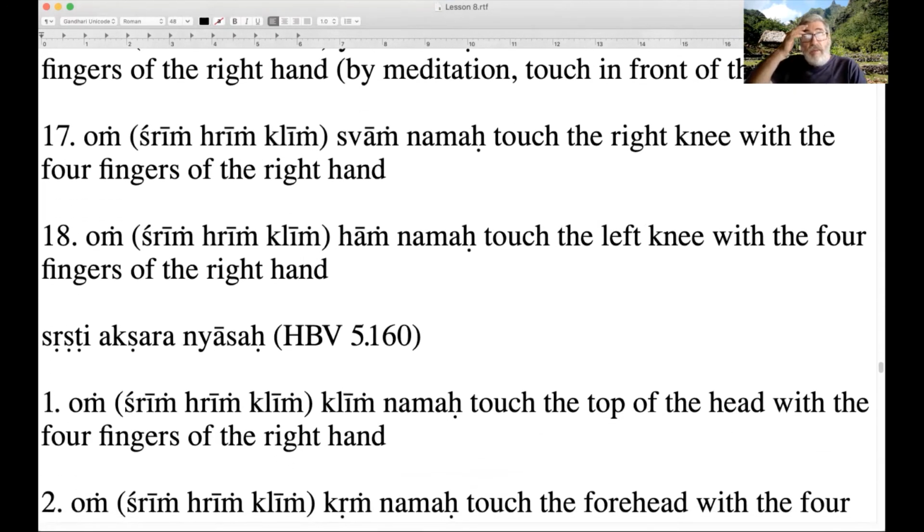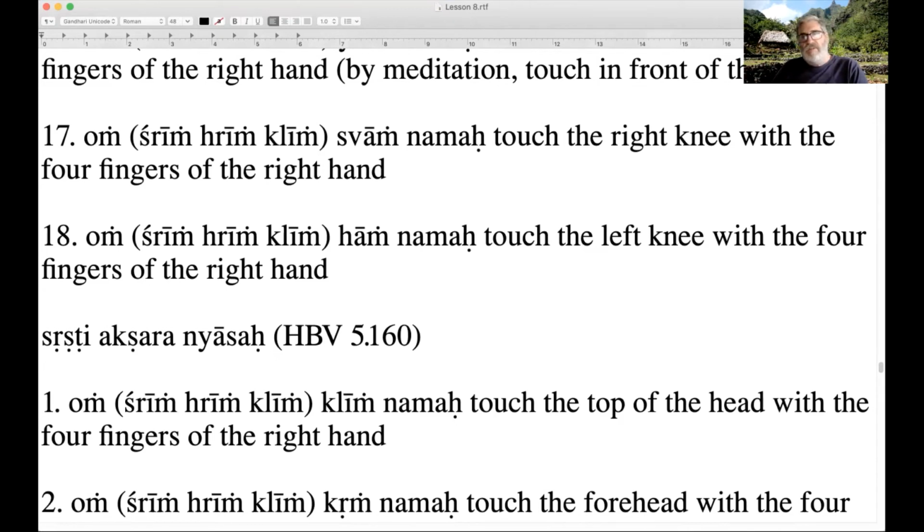Okay. Continuing on, and we're almost there. The 17th is dealing with the last word of the Gopal Mantra, which is Swaha. So the first syllable of Swaha, the 17th syllable of the mantra, is Swa, right, with a long A. So we have the bija mantra of Swam. So Om Swam Namaha, touch the right knee with the four fingers of the right hand.